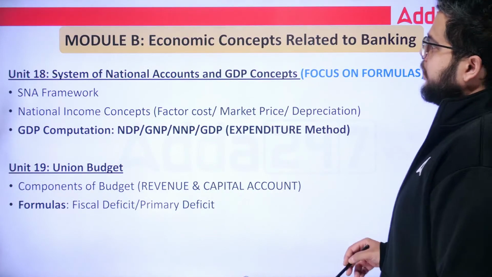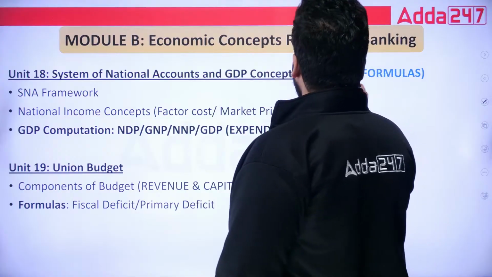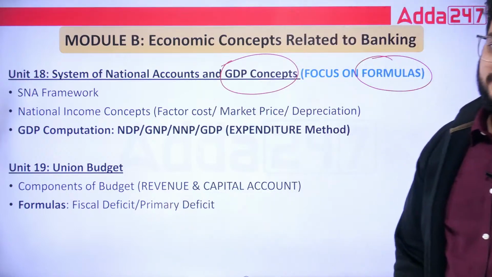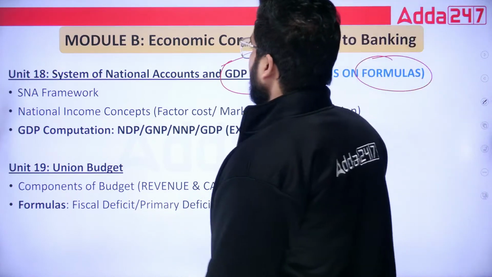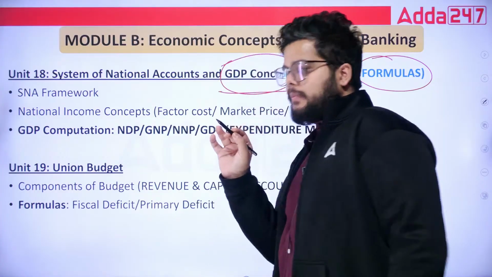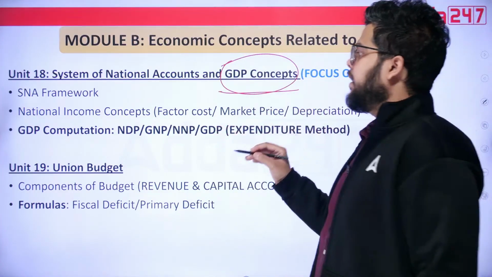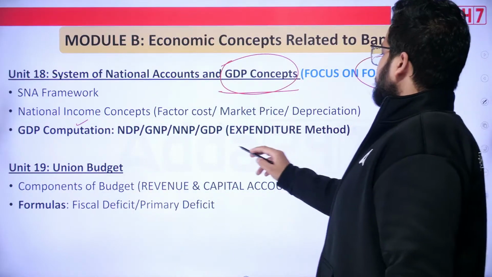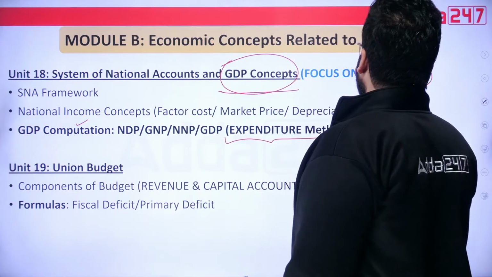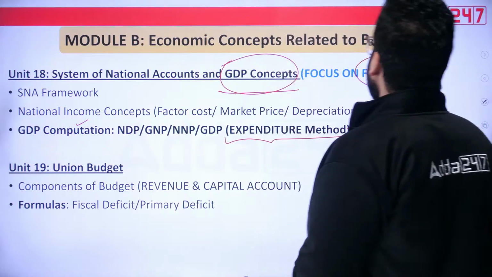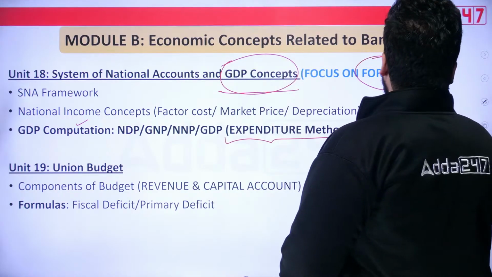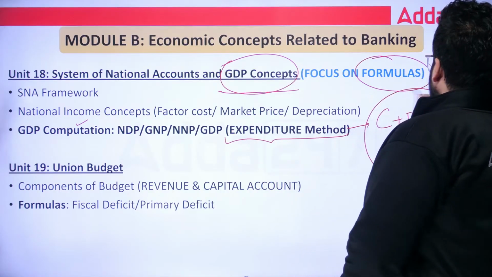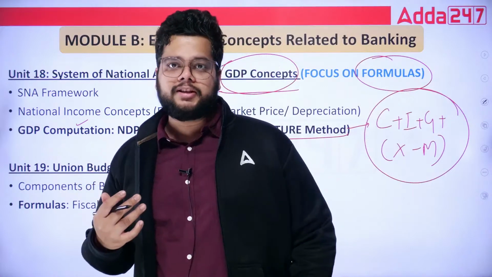Next is unit number 18, where you will find a good number of questions from formulas, because it has a component known as GDP concepts. In GDP concepts, you should be able to understand what we mean by GDP, the simple definition of GDP. Along with that, the computation. You have to calculate the GDP, and a specific formula which has been asked multiple times, because India follows this method only to calculate its GDP, that is the expenditure method. C plus I plus G plus X minus M. This formula, you will find at least one question in every IFS examination.